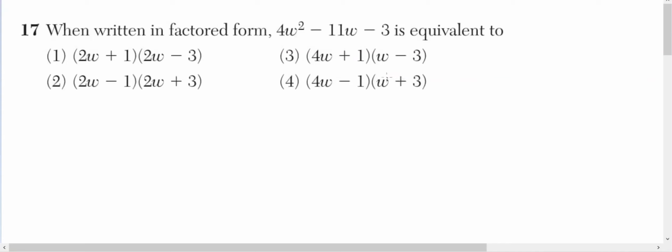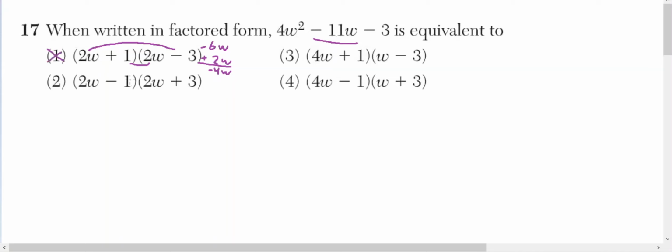So we're going to have to bite the bullet and figure out what our central term is. And that's going to come from the outer and inner terms from FOIL. So outer, for the first part, is minus 6w. And then the inner is positive 2w. That has a net effect of negative 4w, but that doesn't match our negative 11 that we need in the original here. So it can't be choice 1.